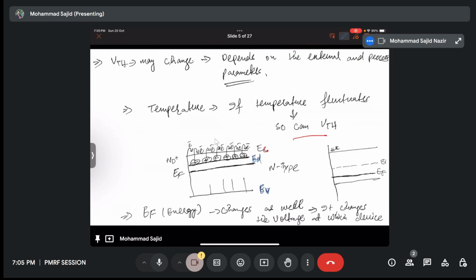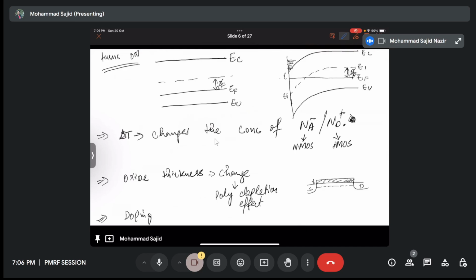So what happens is as the temperature changes, this donation of the electrons to the conduction band changes, right? So it will change the threshold voltage as well, because the threshold voltage determines when the transistor is on, and that will determine how many electrons are in the conduction band. So EF changes as well, it changes the voltage at which the device turns on. So delta T changes the concentration of NA, ND, for the NMOS and the PMOS. Oxide thickness changes, and there is the poly depletion effect, doping.